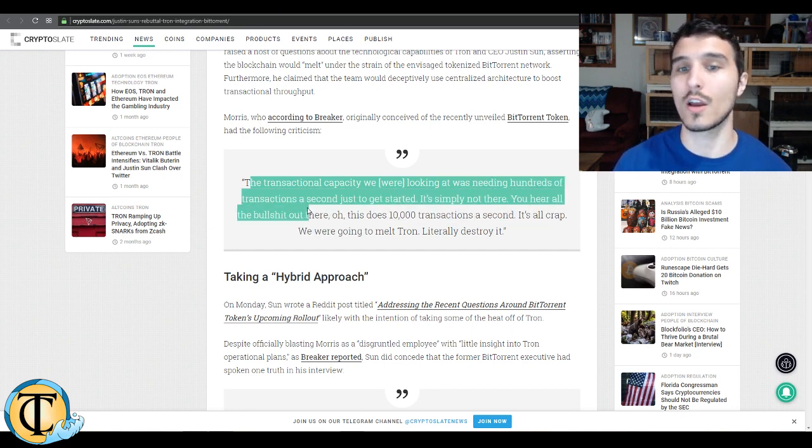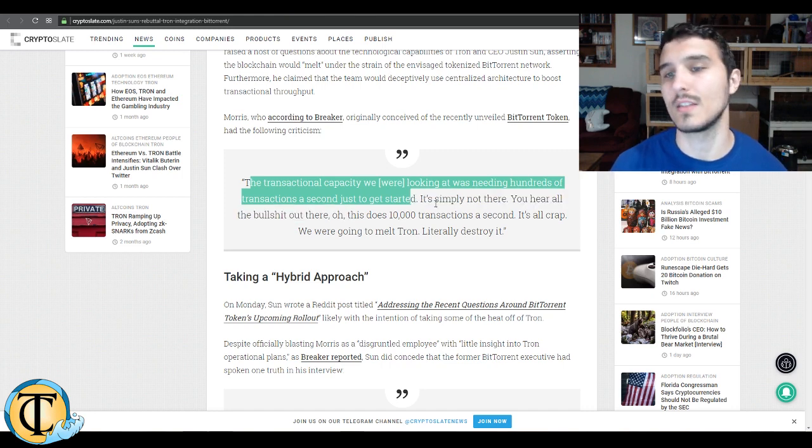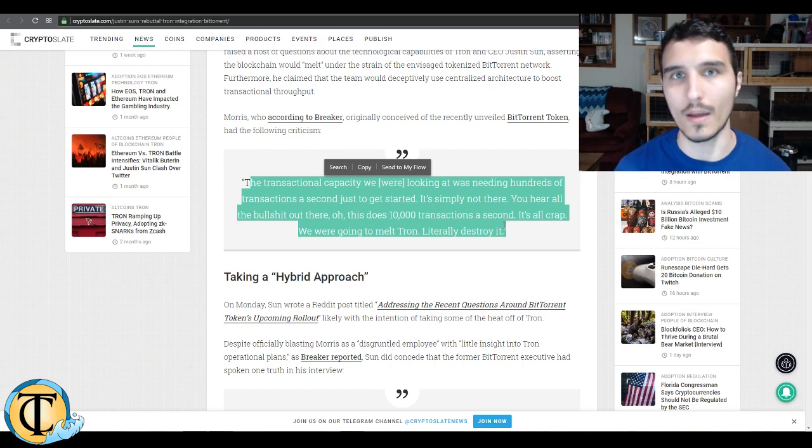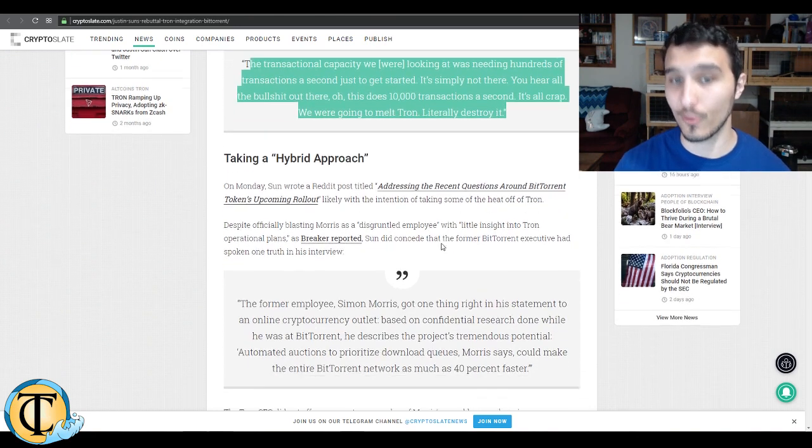You hear all this junk out there, oh, this does 10,000 transactions a second. That's all crap. We're going to melt Tron, literally destroy it. And again, this is in reference to throughput.